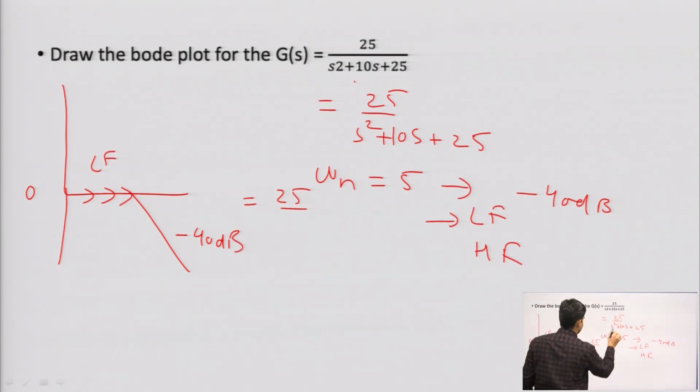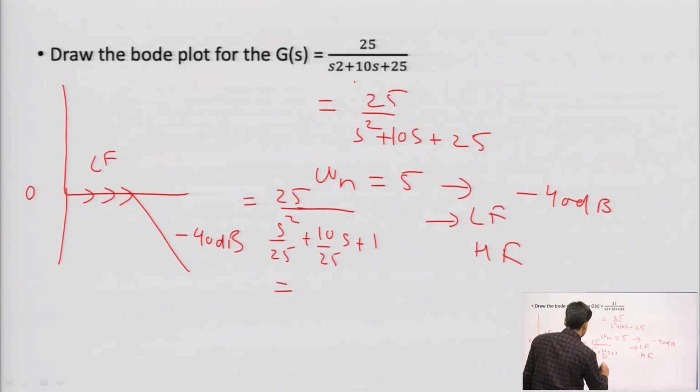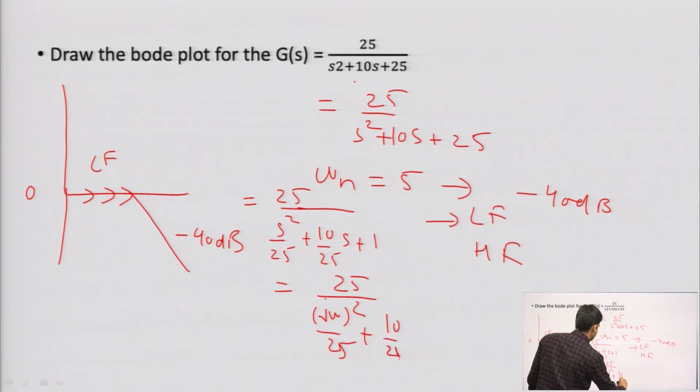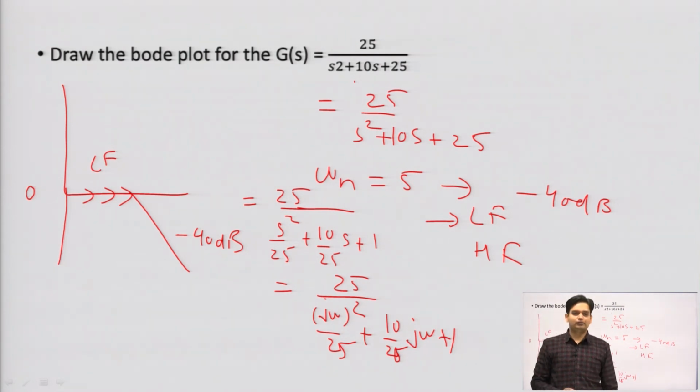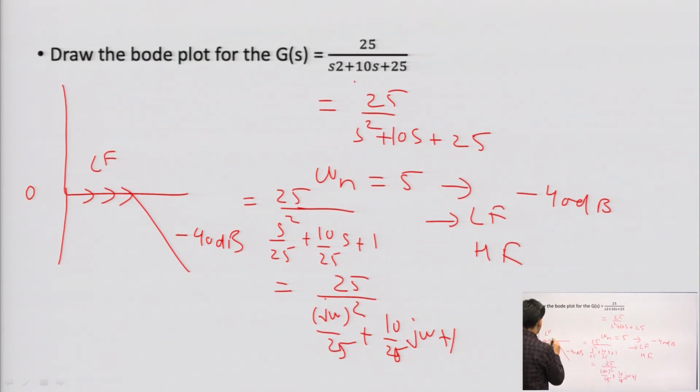So, here we can write 25 over s square over 25 plus 10 over 25 s plus 1. I will replace s by j omega: 25 by (j omega) square over 25 plus 10 by 25 j omega plus 1. Okay. This will happen. So, now here this plot is coming for low frequency and high frequency. This corner frequency is 5, which we can calculate from here. So, this is the plot whenever my zeta is equal to 1.